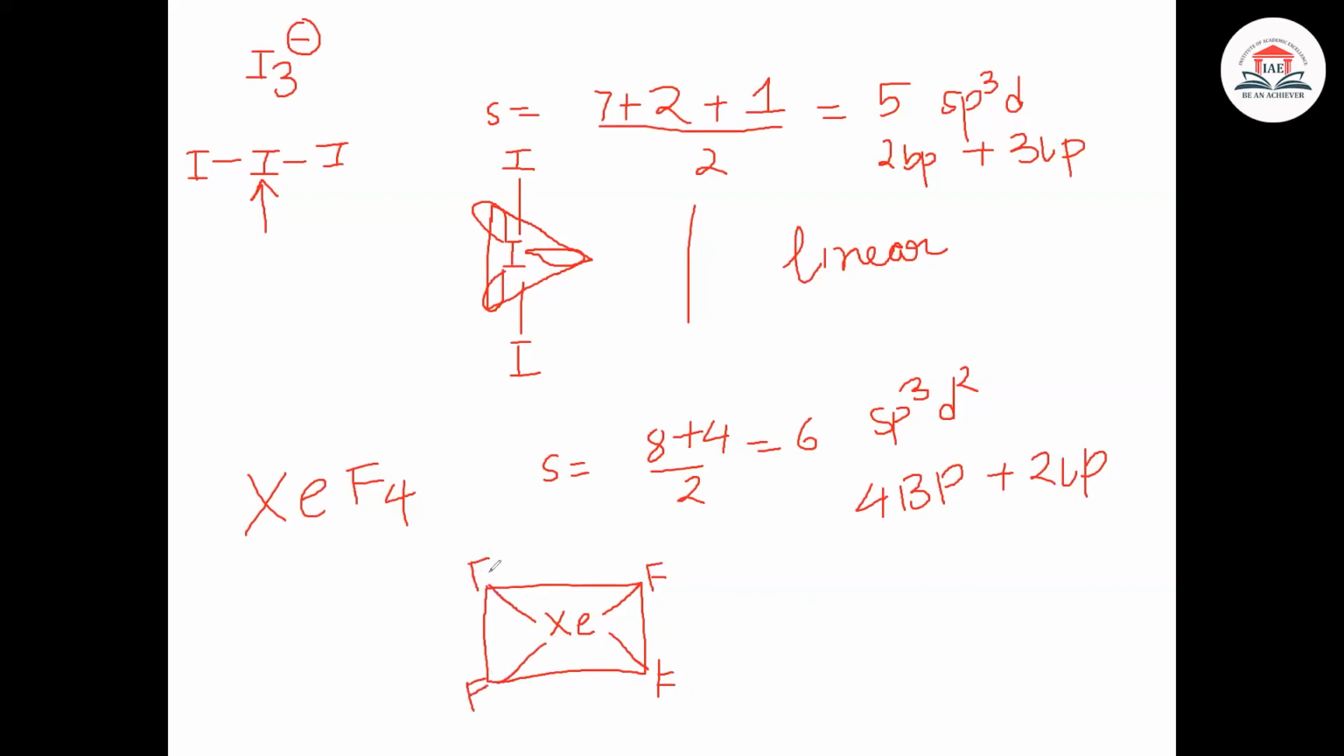And the 2 lone pairs will be here and here. So that means the shape is square planar. Square planar. So one thing that you have to remember, that in case of TBP geometry, we need to place the lone pair in the equatorial position.